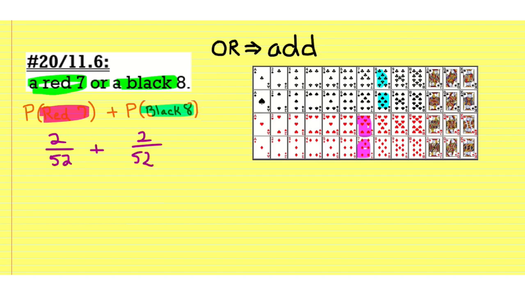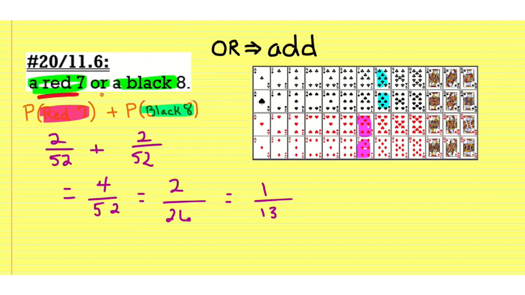So 2 fifty-seconds plus 2 fifty-seconds equals 4 out of 52. And then that reduces to 2 out of 26. And then we can reduce that one more time to 1 out of 13, or 1/13. So the probability of a red 7 or a black 8 is 1/13, or 1 out of 13.